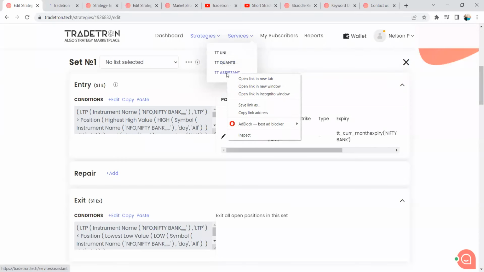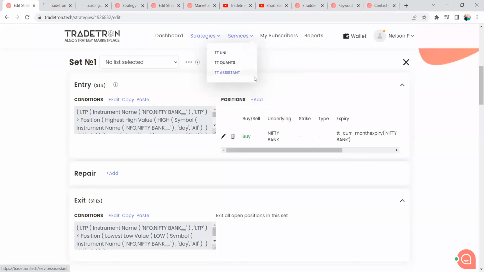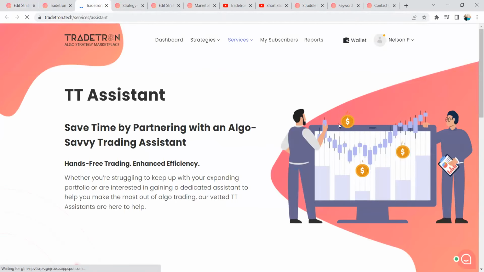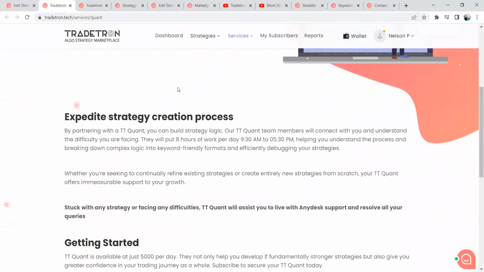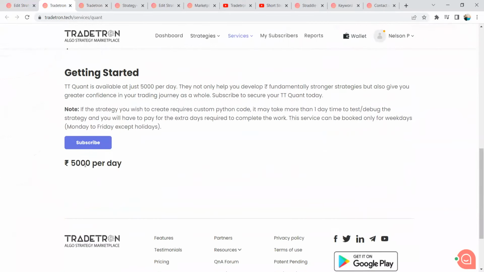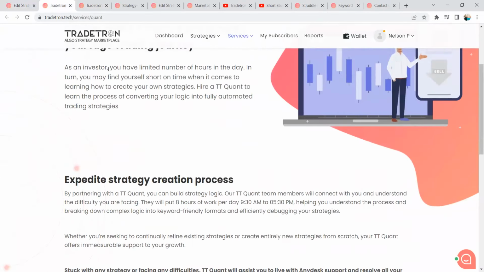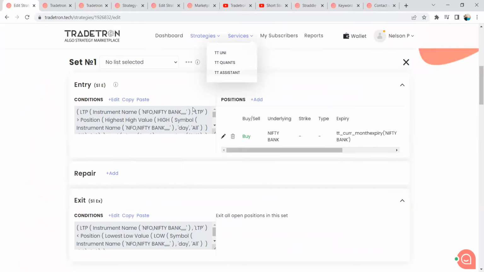And there is a TT Assistant also. TT Assistant is basically for people who are not currently able to monitor their positions. They will monitor the positions and update you on the trades that are happening and things like that. So you can check these different options that are there. All the details are available over here, so you can check that, and if you have any questions, you can ask.